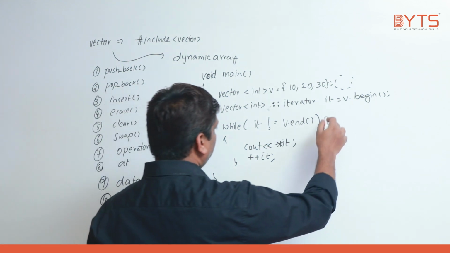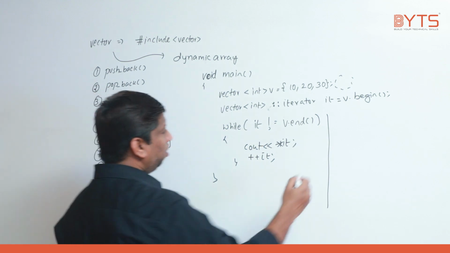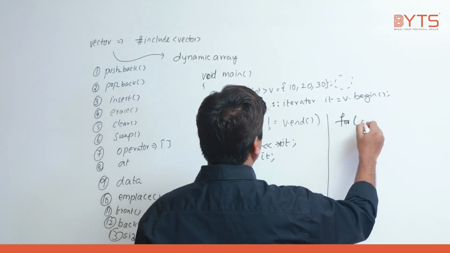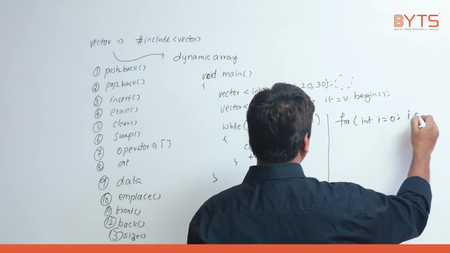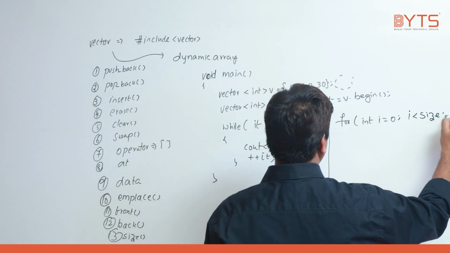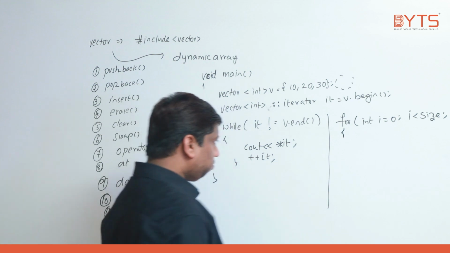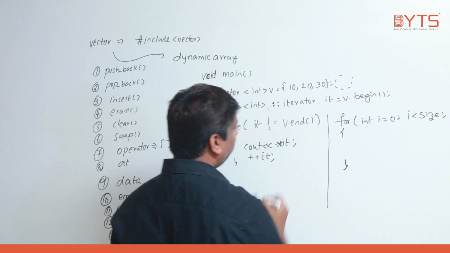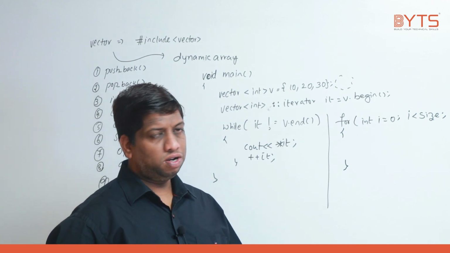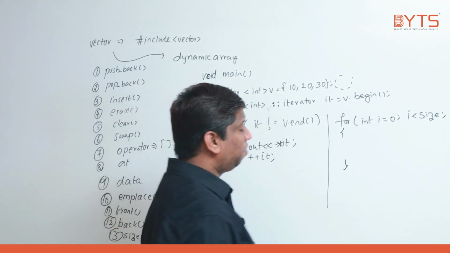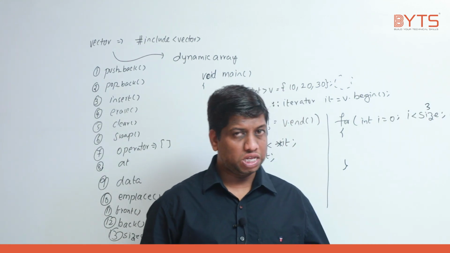What is the other way? I don't want to use iterator. How do I do that? See here. for (int i = 0; i < v.size(); i = i + 1). Now what is the value of i? The i value will be 0, 1, 2, like that. Size value is 3, right? The number of elements in the vector are 3. So i value will be 0, 1, 2. Size value is 3.